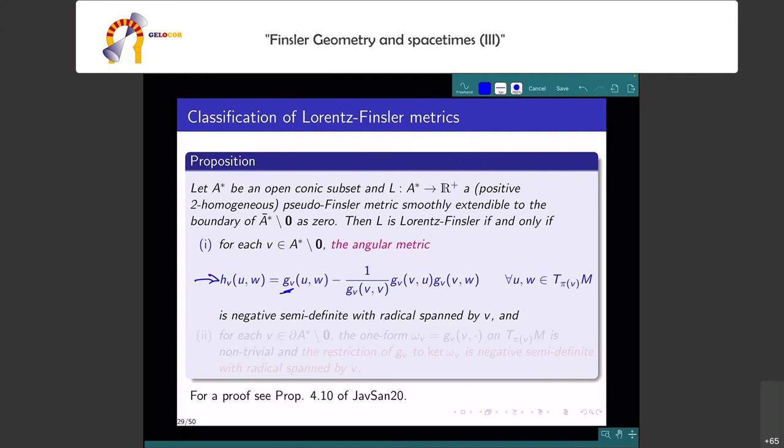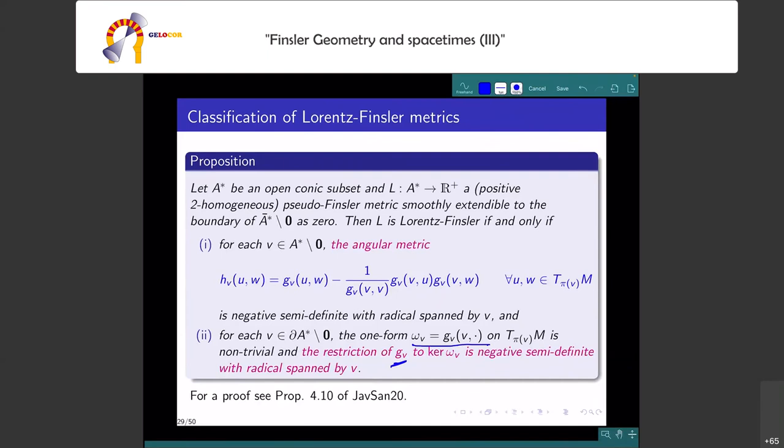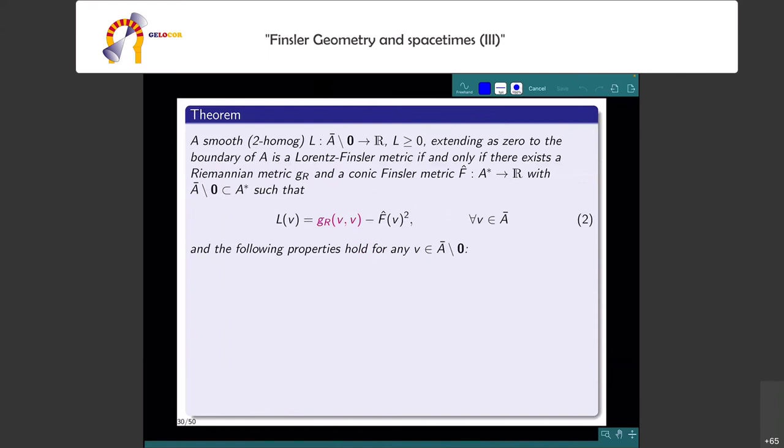Then, in the boundary it is a little bit more complicated. You have to use this one form here, and you have to see that the fundamental tensor restricted to the kernel of this one form is negative semi-definite with radical spanned by b. But the important thing is that, in some sense, this is a very, very good tool to check if a particular pseudo Finsler metric is a Lorentz Finsler metric. And with this proposition, we can characterize all the possible Lorentz Finsler metrics. All of them can be expressed in this way.